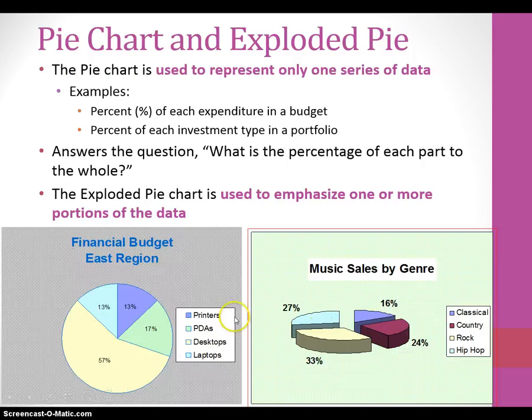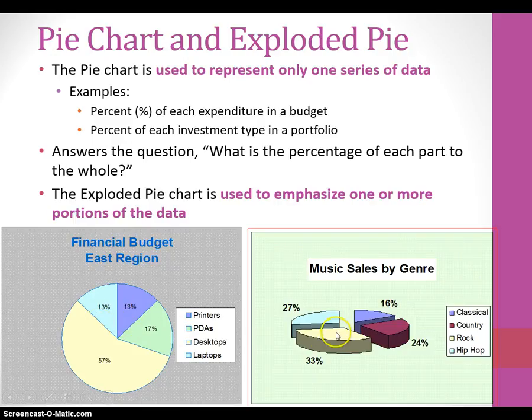A pie chart and exploded. A pie chart only represents one series of your data. So you can only select, like in this case financial budget, they only select one series, and I'll tell you a little later what the series is. Pie charts are normally represented by percents. It is a percentage of something.